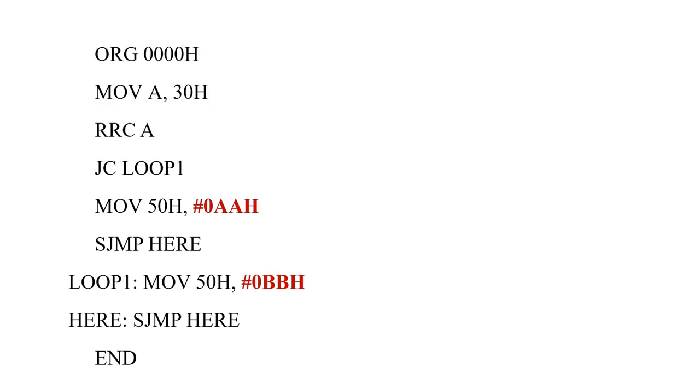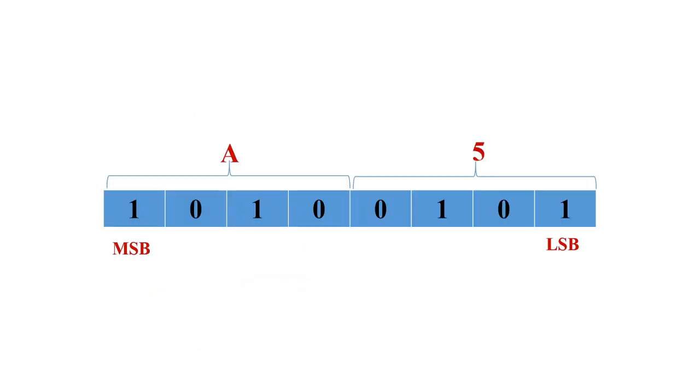Now we will see the program. Here we will start with the directive ORG 0000H. Here we want to find out whether the given number is even or odd. So we have taken this number, 10100101. So here we have seen that the least significant bit is 1. It means that the given number is odd.